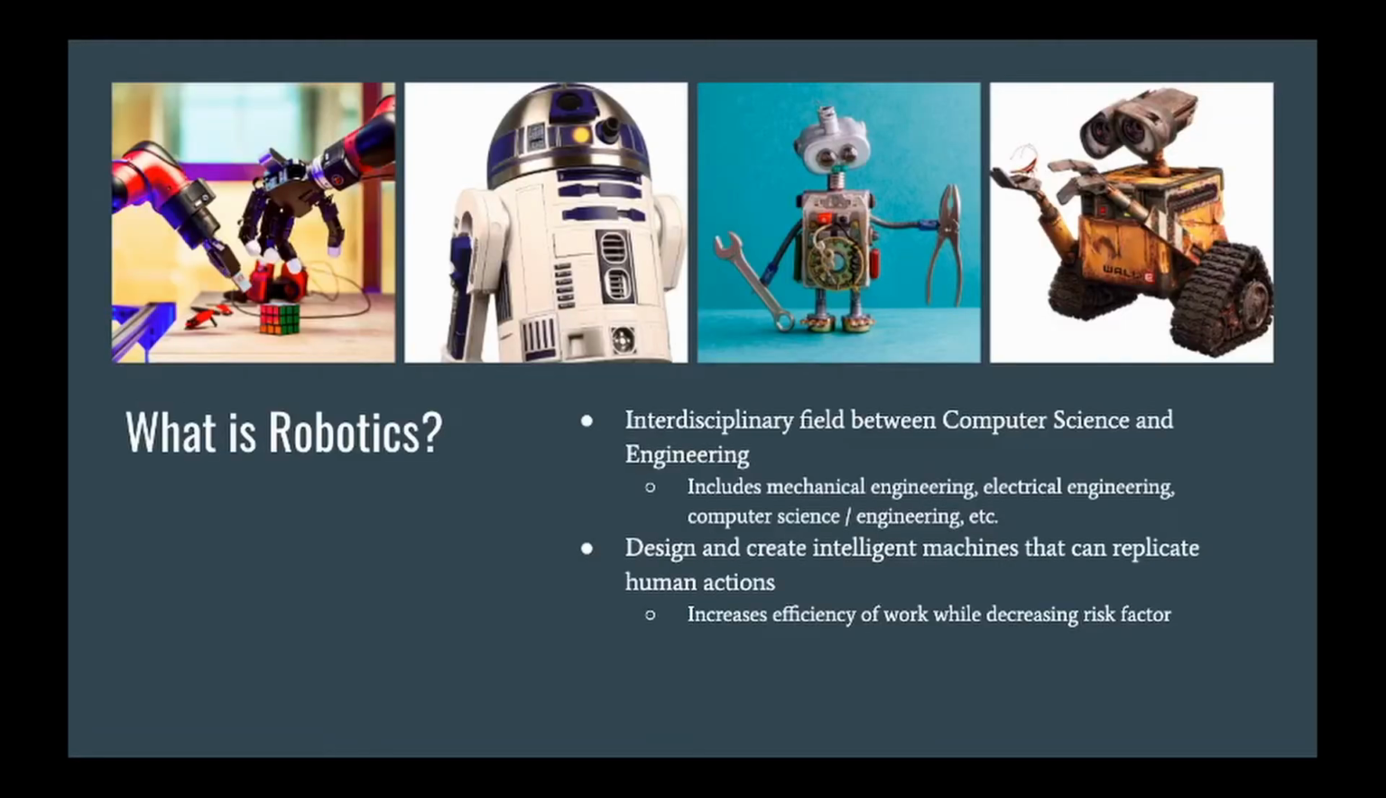So this is a slide you guys have seen before. Just to go over, robotics is an interdisciplinary field of engineering and computer science, and its purpose is to design and create intelligent machines that can more efficiently and with less risk replicate human actions. What that means to us in FTC is the robots that we are going to be building are going to be able to execute tasks that we could do as human beings, but it may be more efficient or just easier to do with a robot.